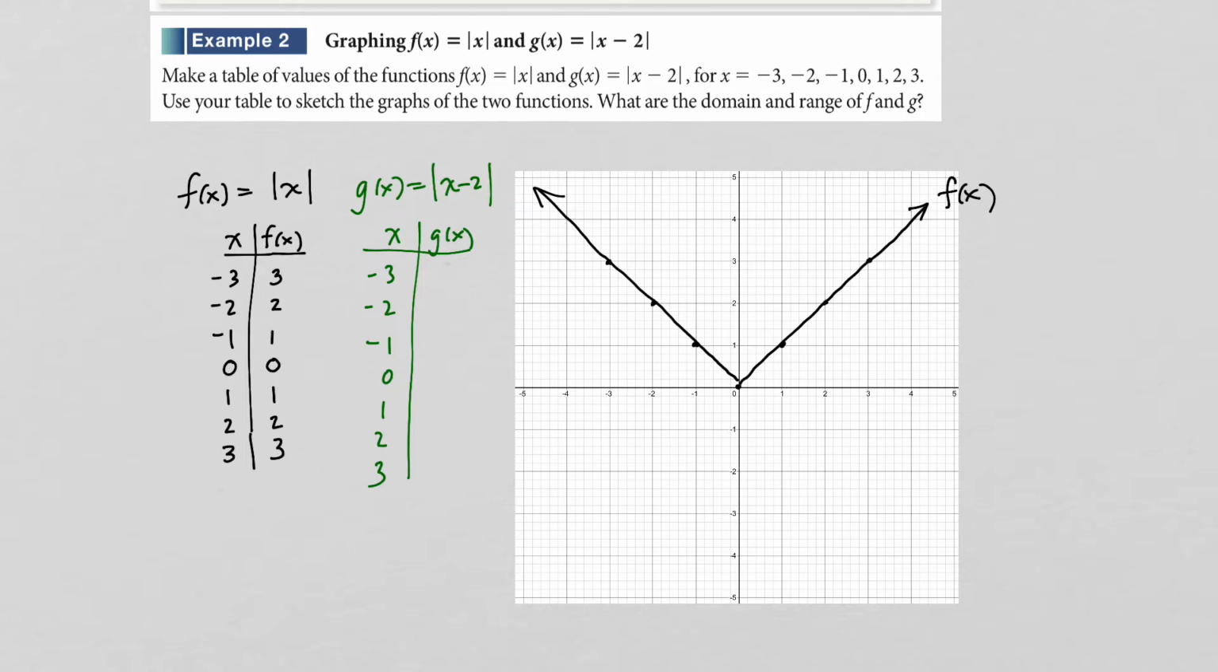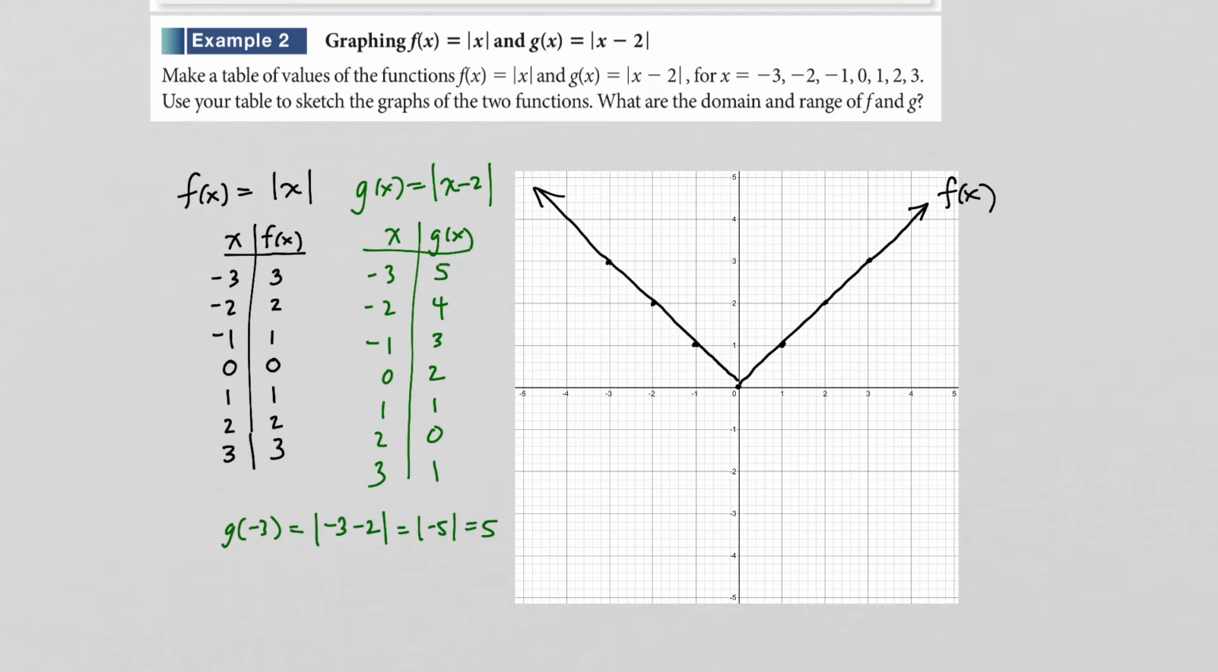So for this, when you plug in a value, such as when you plug in x equals negative 3, g of negative 3 is the absolute value of negative 3 minus 2, which is the absolute value of negative 5, which is 5. And we go through that same procedure for all of these numbers here. So when you plug in negative 2, you should get 4. When you plug in negative 1, you should get 3. 0 should give us 2. 1 should give us 1, and 2 should give us 0. And when you plug in 3, you should get 1 again.